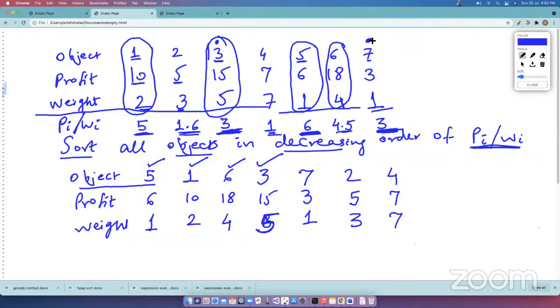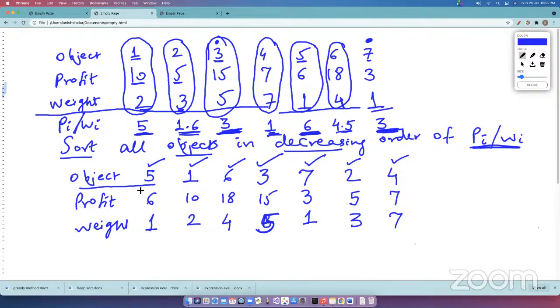And then you take the seventh object, because this also has profit by weight 3. Then you will take this object which has profit by weight of 1.6. So second object has been taken, 5 by 3. And finally this worst object. See the profit by weight, 7 by 7, it's 1. So the fourth object is the last object.